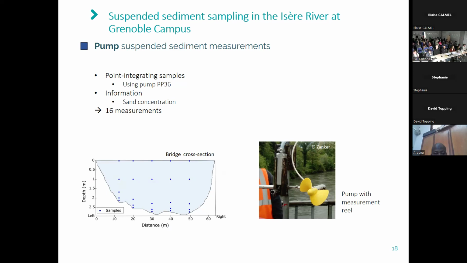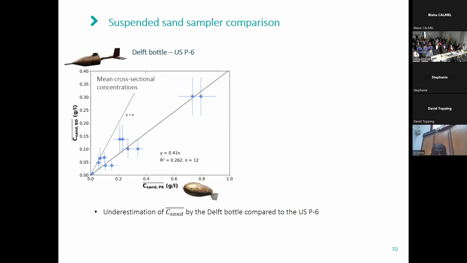Now we've performed many different measurements using different samplers at different cross-sections. So we also compared the results of the Delft-Bottle on the bridge cross-section, namely the mean cross-sectional sand concentration of the Delft-Bottle, with the mean cross-sectional sand concentration determined by the USP6. We can see there is an important underestimation of the sand concentration determined by the Delft-Bottle. Because we later wanted to use the Delft-Bottle results for the acoustic analysis, I then applied a correction to the Delft-Bottle data.